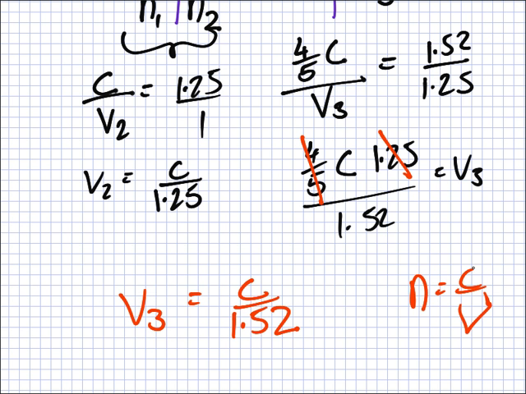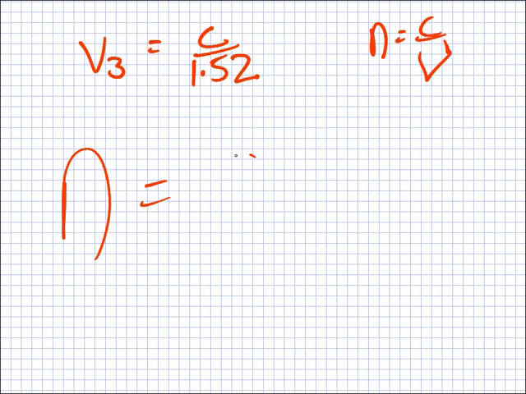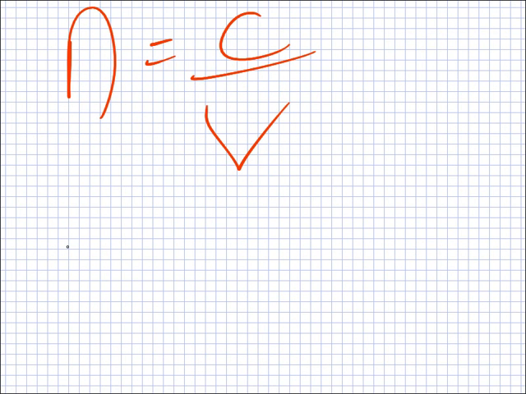That's okay, Diego. The moral of the story is we could have used the formula n equals c over v at the beginning. So v equals c over n. We can pretend it went straight from the air to the glass.